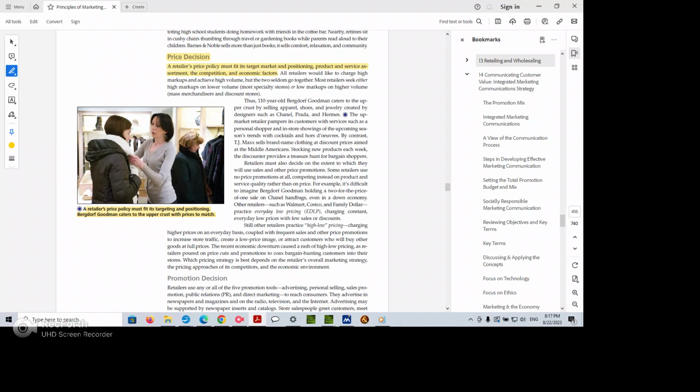Yes, all retailers would like to charge high markups and achieve high volume. The two seldom go together. Most retailers seek either high markups and lower volume, that is, most specialty stores, or low markup and higher volume, most mass merchandisers and discount stores. So your low markups and high volumes are your mass merchandisers and discount stores.